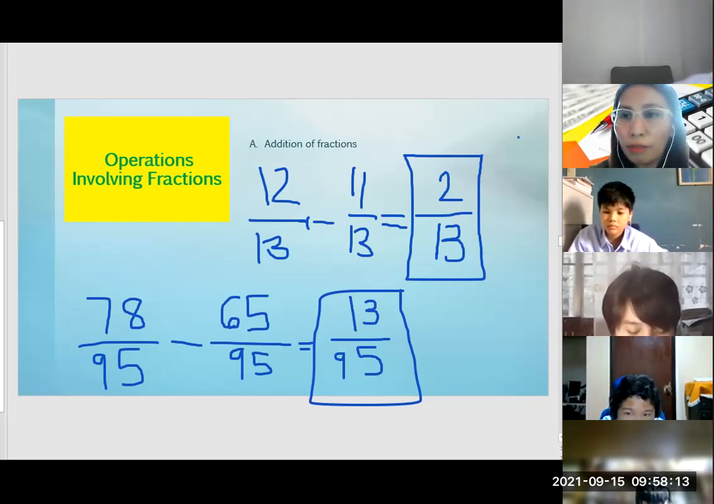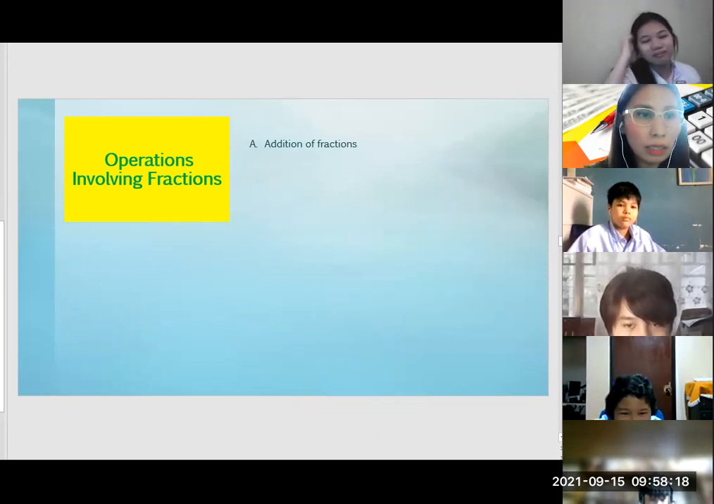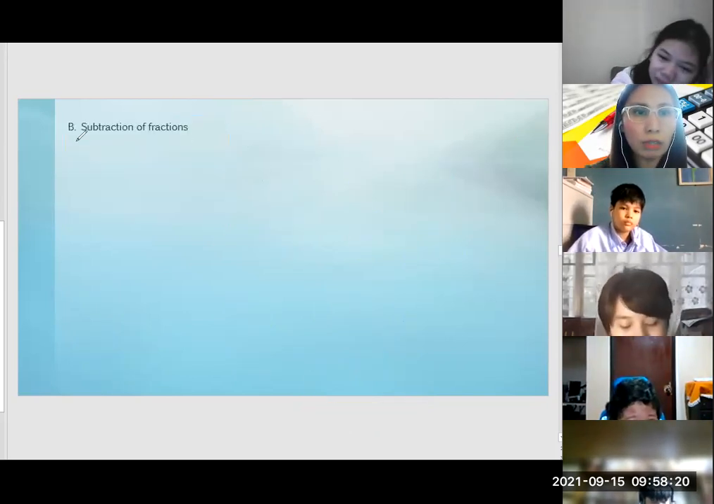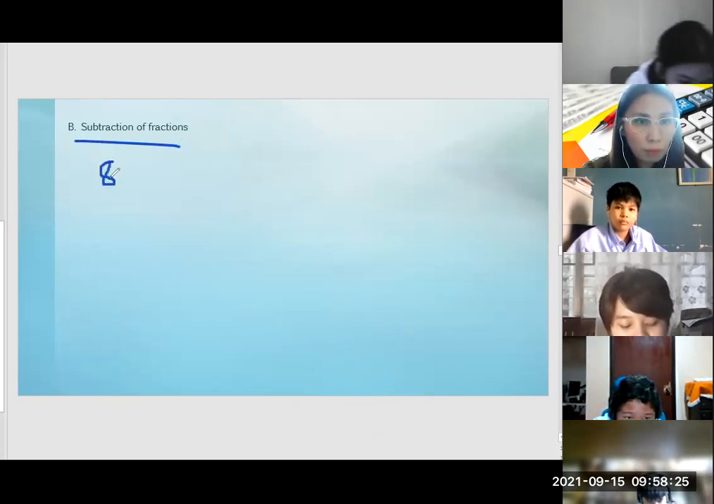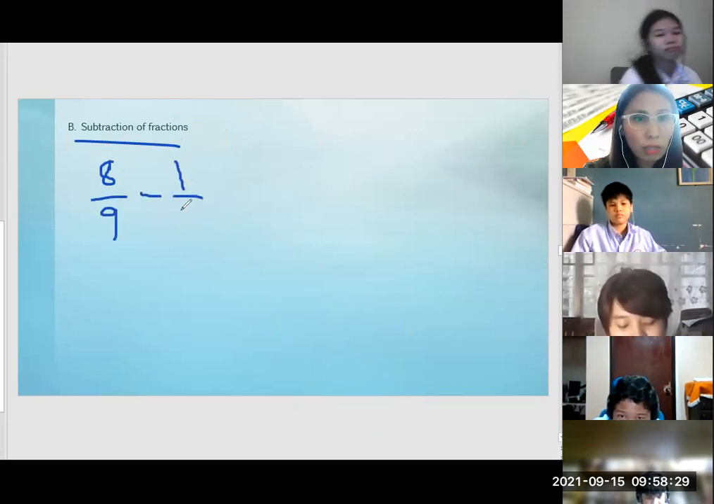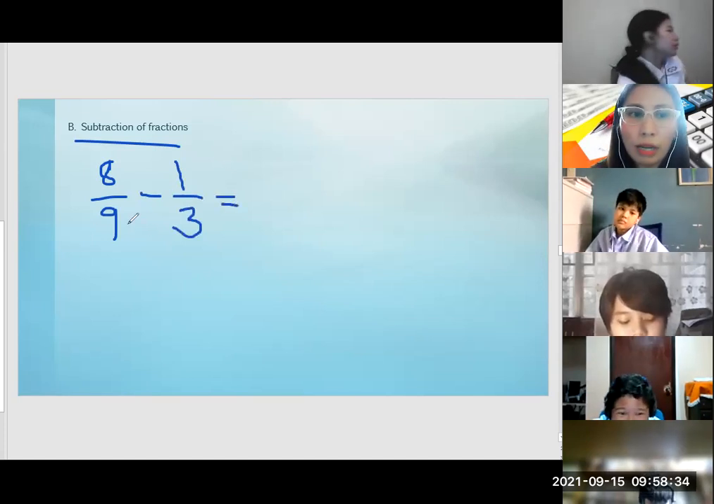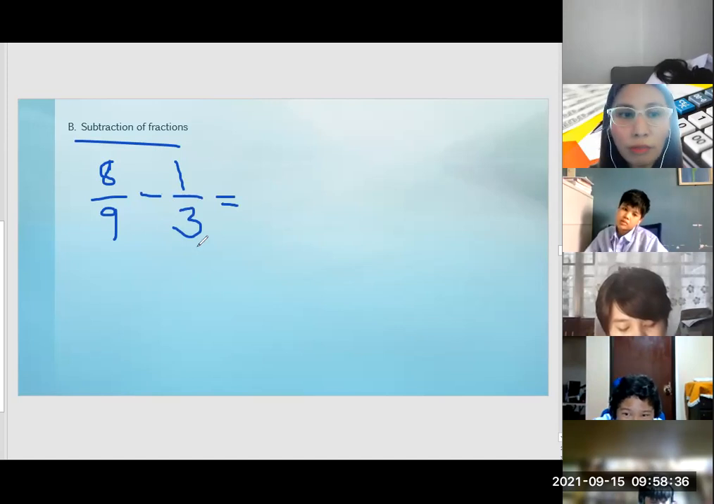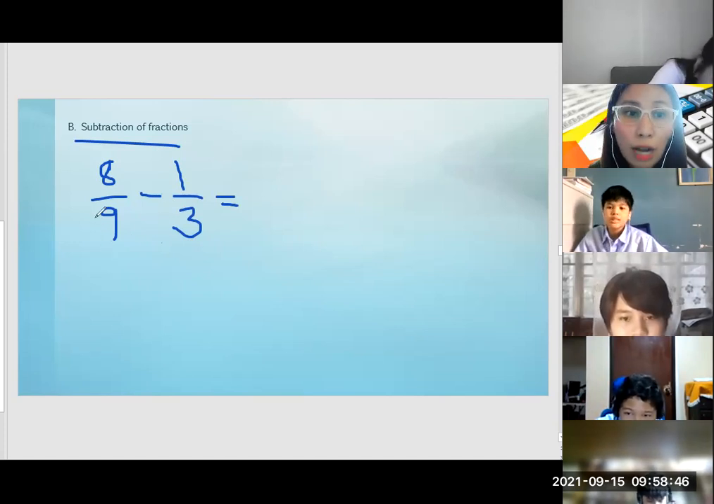What if given are dissimilar? Dito tayo sa subtraction of fraction. 8 over 9 minus 1/3. Check first if given are similar or dissimilar. This time, the given numbers are dissimilar fractions.